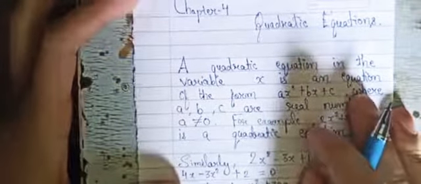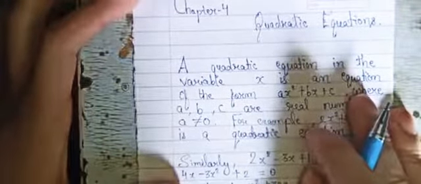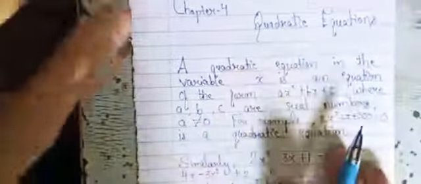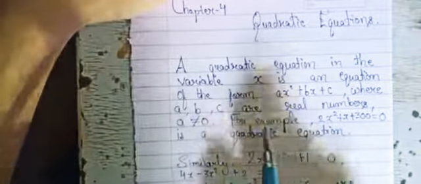Today we will start chapter 4, quadratic equations. So first of all we should know the meaning of quadratic equation, how it is used, and what the form of a quadratic equation is, what the general form is. Each and everything should be clear in our mind so that we can understand the concept.